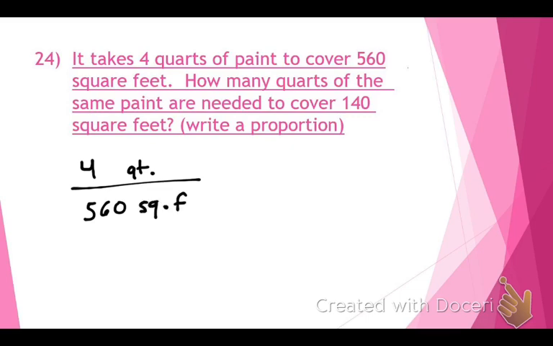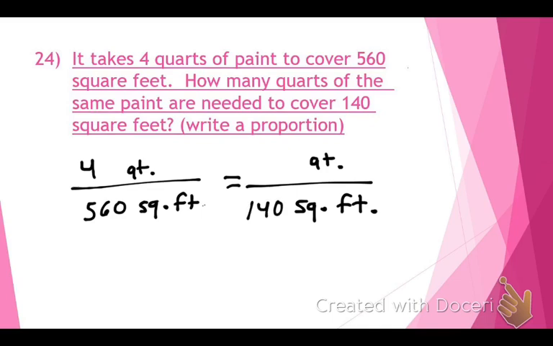Okay. Now, you want to write it as a proportion, so it's going to equal something over here. Remember, quarts still have to be on top, and square feet still has to be on bottom. What else do we know? Okay, 140 is going to go on the bottom because that's where the square feet are. And now we are looking for how many quarts it would be, so we're just going to do an X.